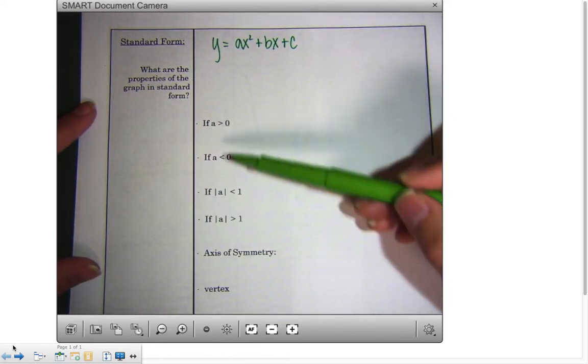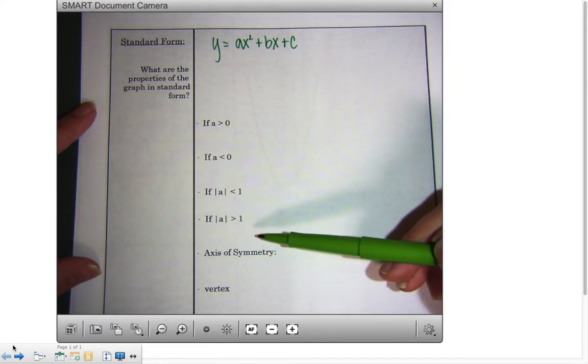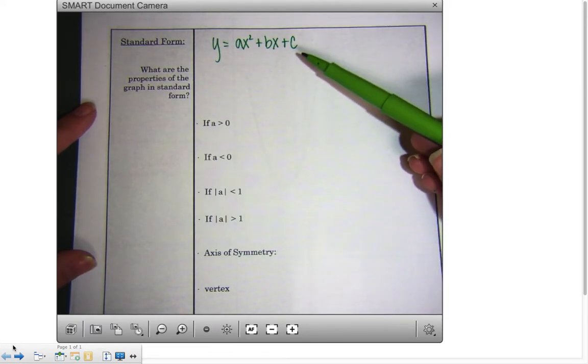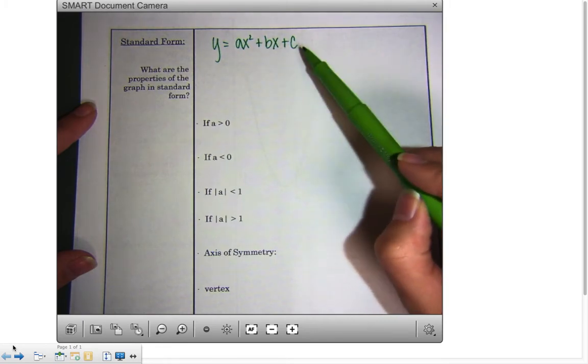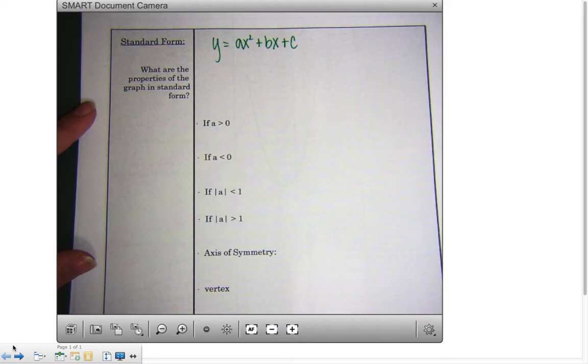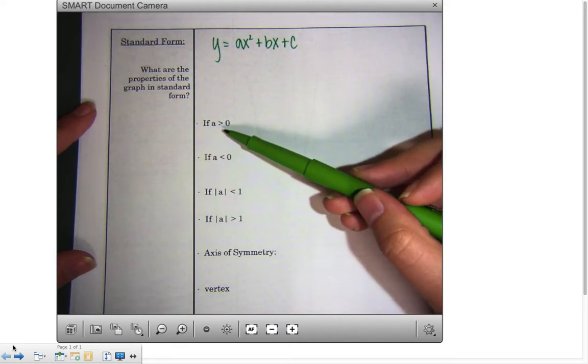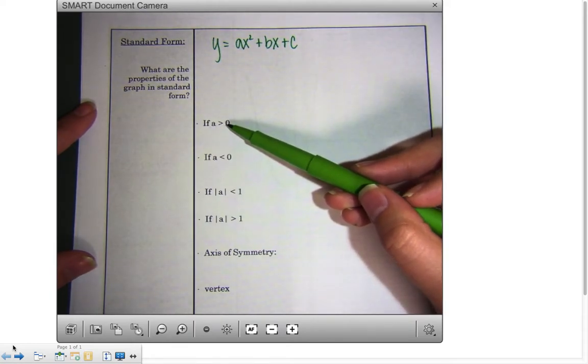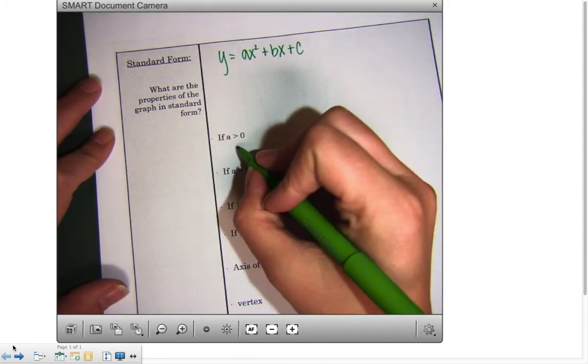When it's in standard form, these are some properties that we need to understand about what's going to happen to the graph based off of what your values for A, B, and C are. And those will just be numbers substituted into your equation. So if the coefficient is greater than 0, if it's positive, that means you're going to have a graph that faces up.